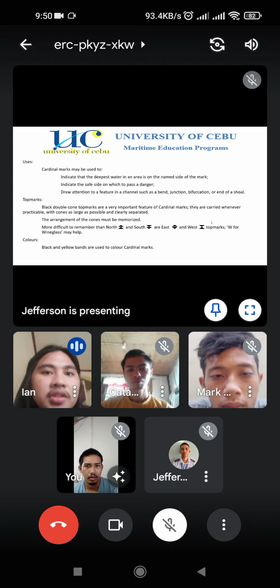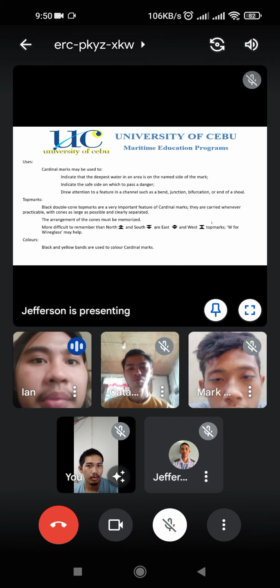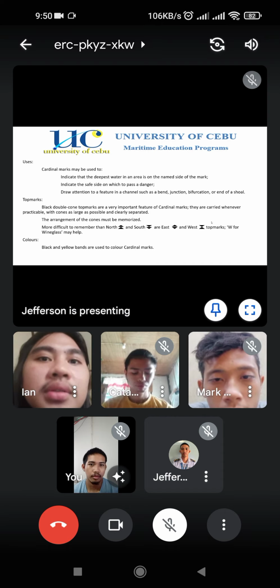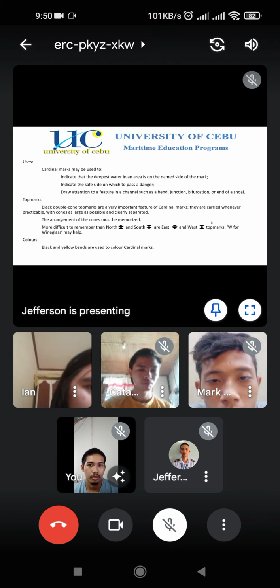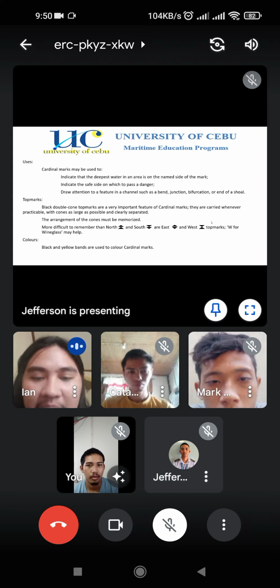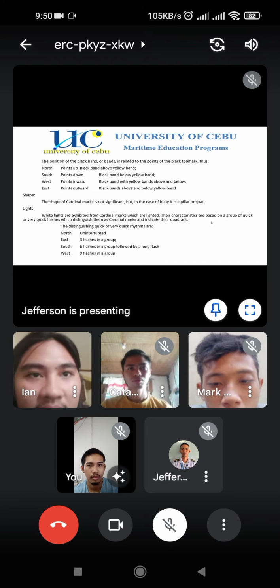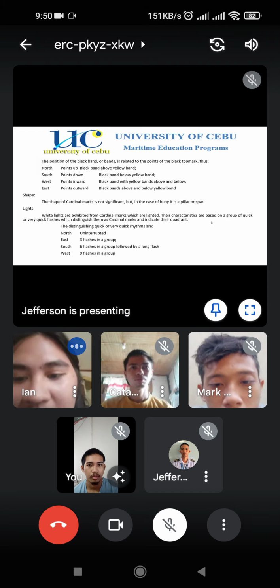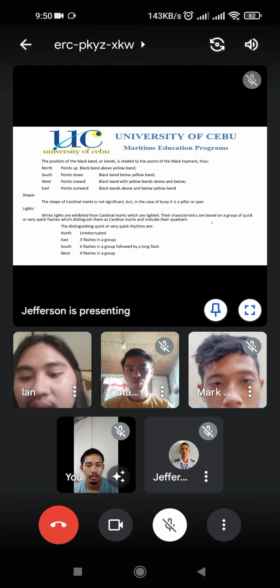The arrangement of the cones must be memorized. North and south are easier to remember than east and west, where a wine glass may help. The colors: black and yellow bands are used to color cardinal marks. Next, the next slide is going to report the mark.